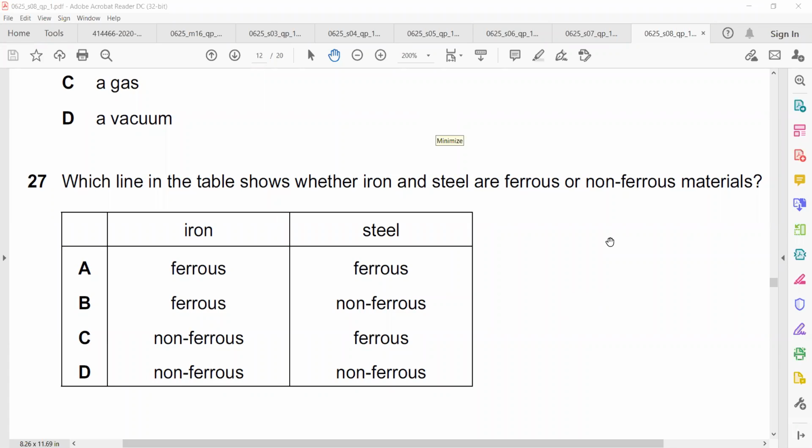Steel is also magnetic. The term ferrous means magnetic. So both are ferrous or magnetic materials. Iron, steel, nickel, cobalt. These are all magnetic.